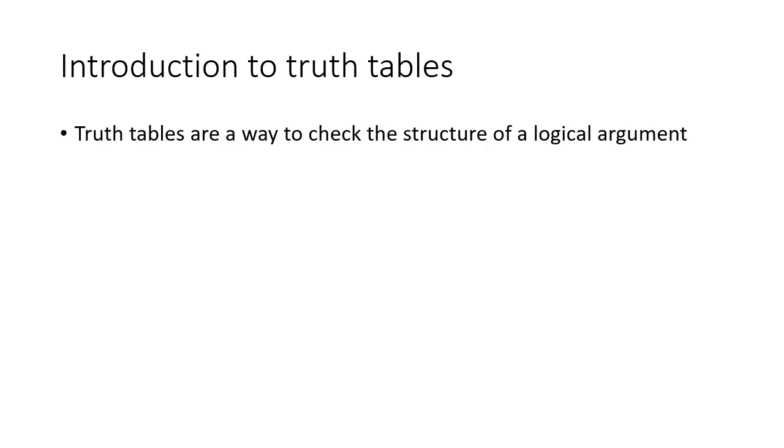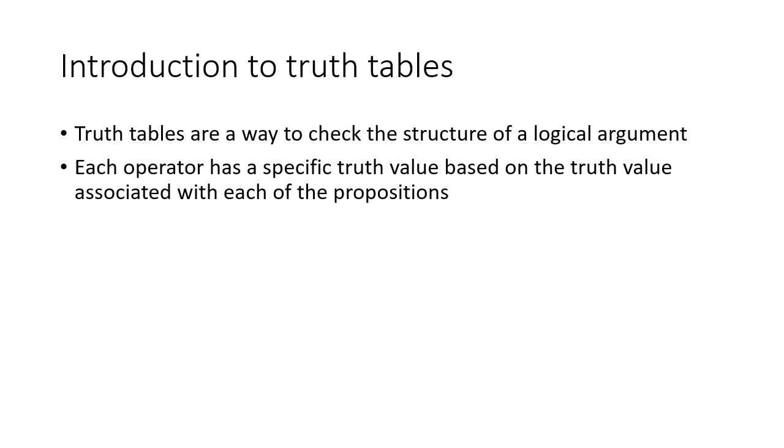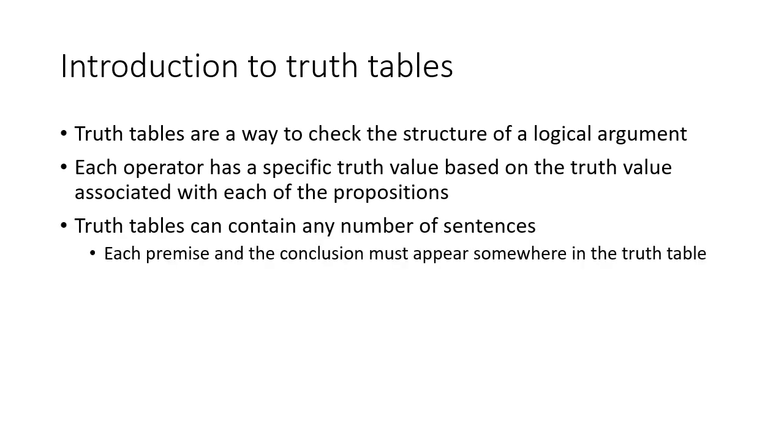If you remember from the previous lecture, I went through the introduction to truth tables and gave you some bullet points. We're going to do the same slide here again, but I want to emphasize how we determine validity using truth tables. Truth tables are a way to check the logical structure of an argument. Each operator has a specific truth value based on the truth value associated with each of the propositions. That's what we've been doing. And truth tables can contain any number of sentences; each premise and the conclusion must appear somewhere in the truth table, which we'll start seeing now that we're doing more than one sentence at a time.